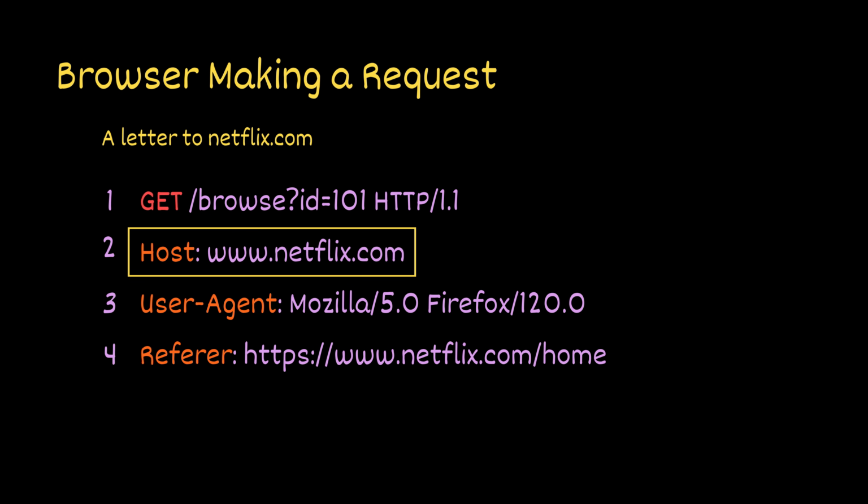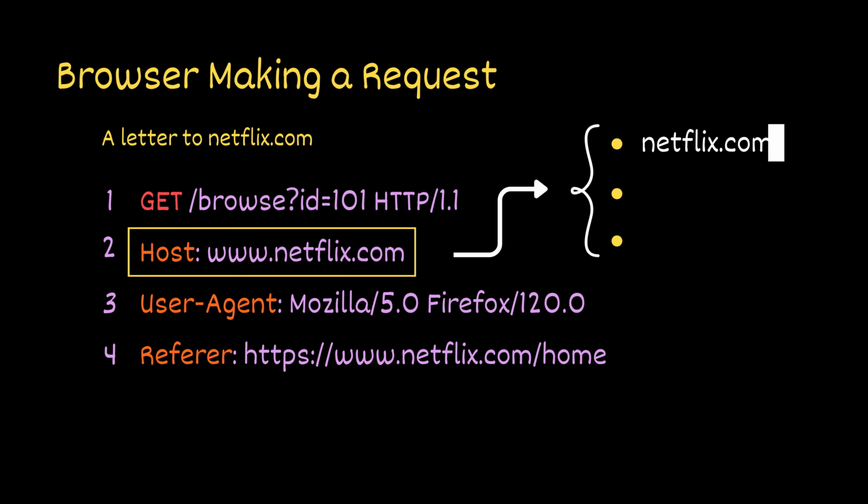The second line is the host line. This tells the server exactly which website we want. This is especially useful when multiple websites share the same server, which is very common on today's internet. Let's say Netflix runs several websites on the same server. For example, netflix.com for global users, us.netflix.com for the US users, and eu.netflix.com for Europe.